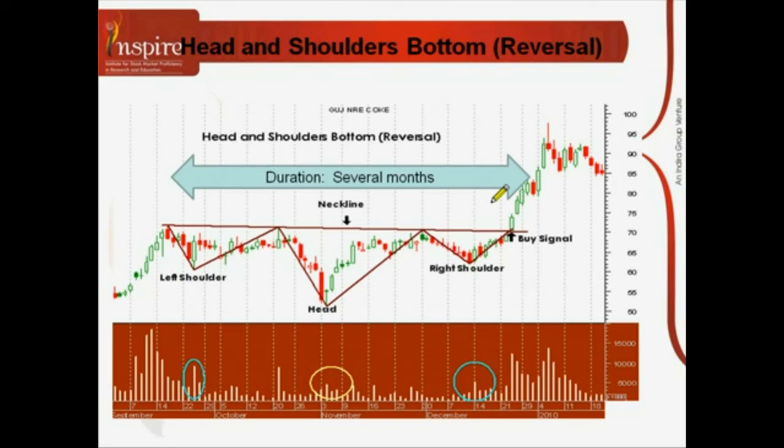Talking about volumes, if there are no volumes, that would be a refuting criterion for the pattern to form. Without breakouts in volumes, the pattern is not reliable in its form. The volume should be highest on the left shoulder and lowest on the right shoulder. But at the breakout, the volume should also give a spurt.